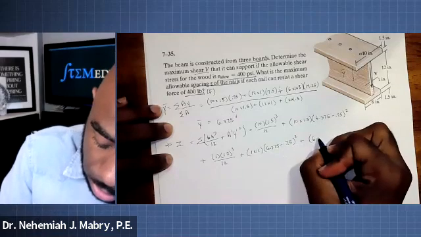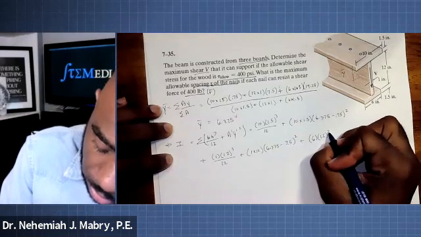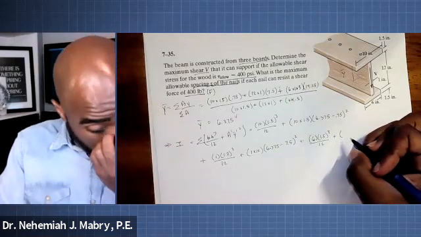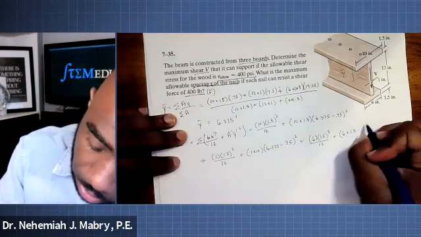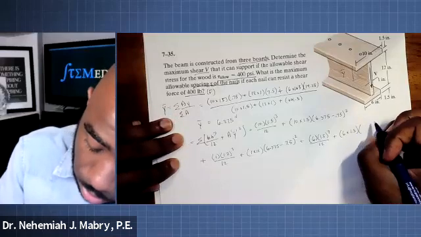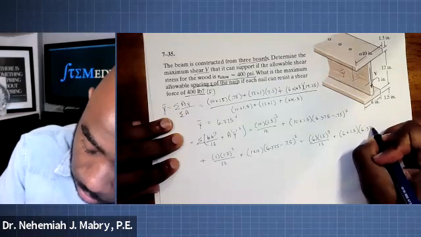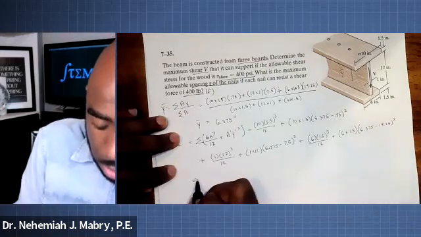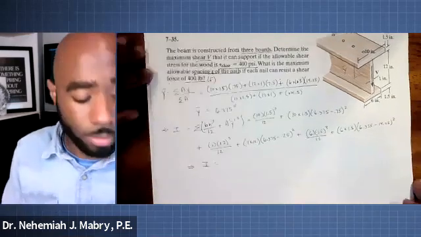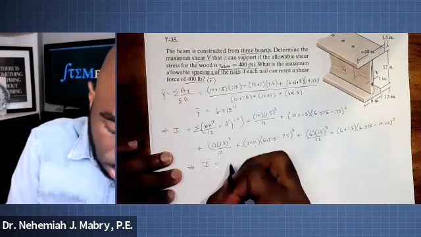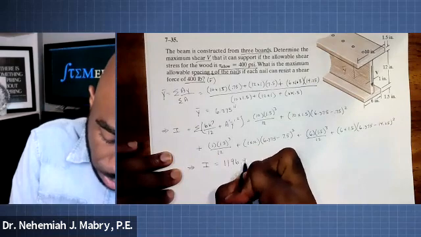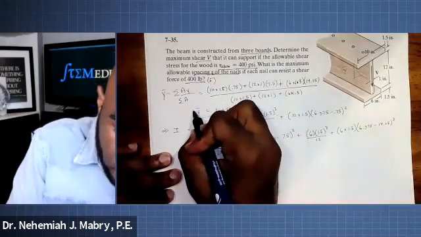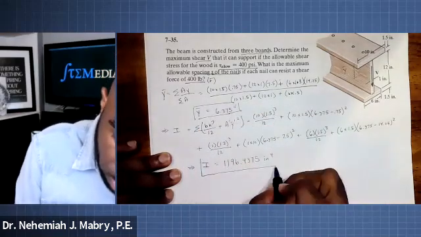The bottom one is 6 times 1.5 cubed. Area is 6 times 1.5, that's that bottom board. From there, we can determine that our I is equal to 1196.4375 inches to the fourth. So we got this value, y bar, that enabled us to get this value.